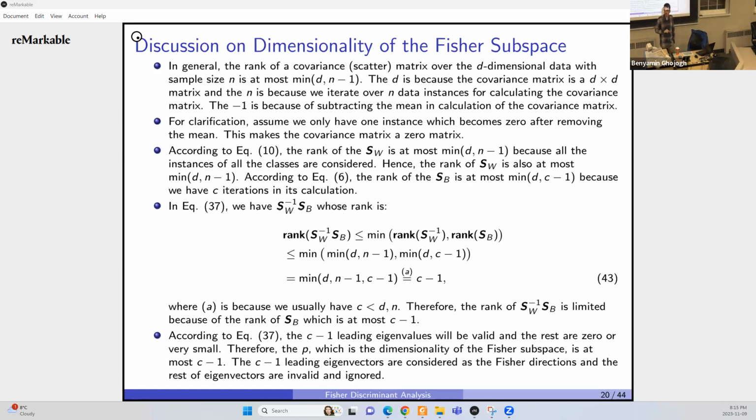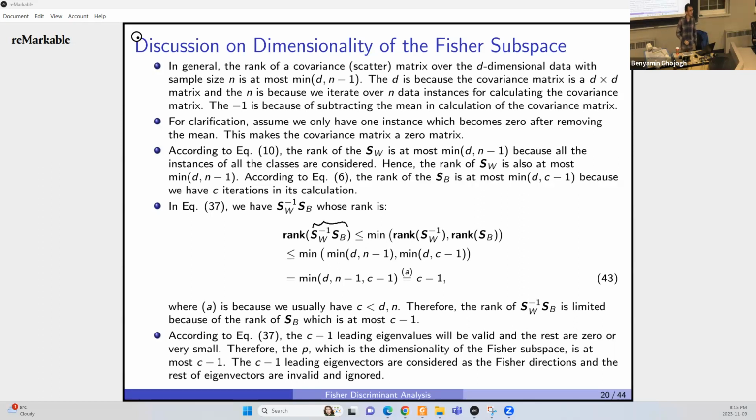This part is also important. Do you remember I told you what the solution of Fisher discriminant analysis was? It was the eigenvectors of SW inverse SB, right? Let's talk about SW inverse SB.